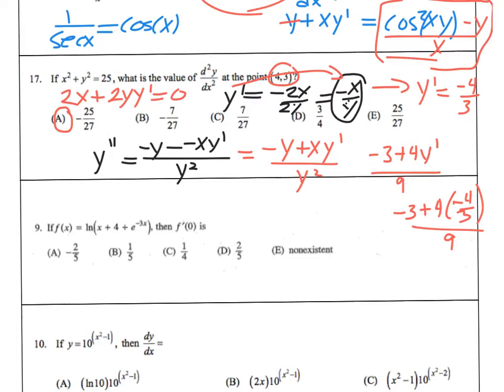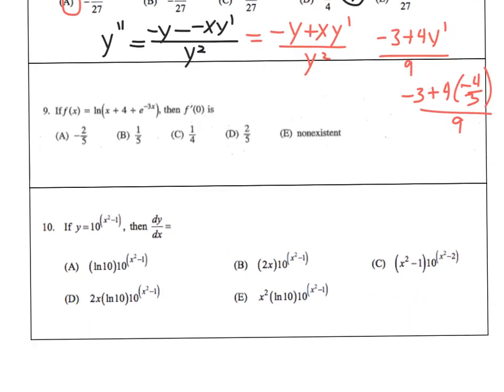For number 9, we've got to take the derivative of a natural log of stuff. We know that that's going to be 1 over stuff, and we've got a lot of stuff going on here: x plus 4 plus e to the negative 3x. And then we're going to multiply that by the derivative of that stuff, which would be 1 plus 0 plus e to the negative 3x, and then times negative 3, because the derivative of e to the stuff is e to the stuff times the derivative of the stuff. We had a double chain rule in that problem kind of hiding there.